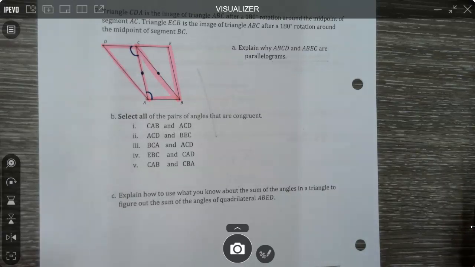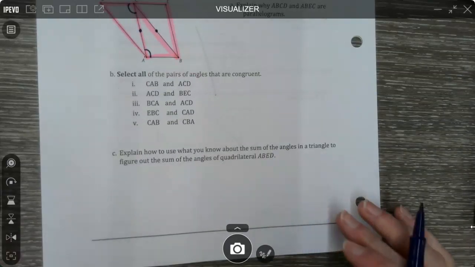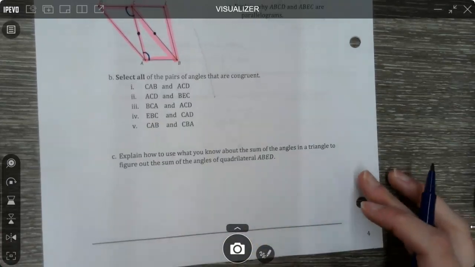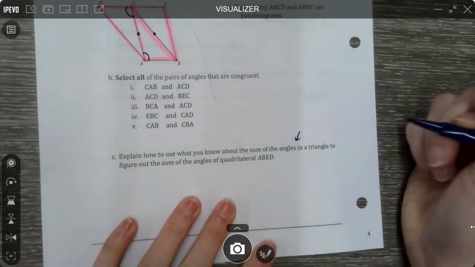Okay? Continue on. Check. ACD. Where is that? BEC. Where is that? Okay? And the last one. Explain how to use what you know about the sum of angles in a triangle to figure out the sum of angles in a quadrilateral. ABED. Okay, well, what is the sum of angles in a triangle?